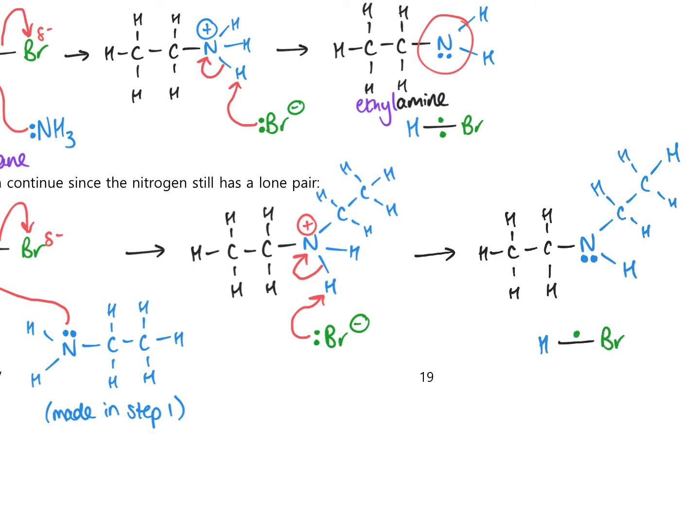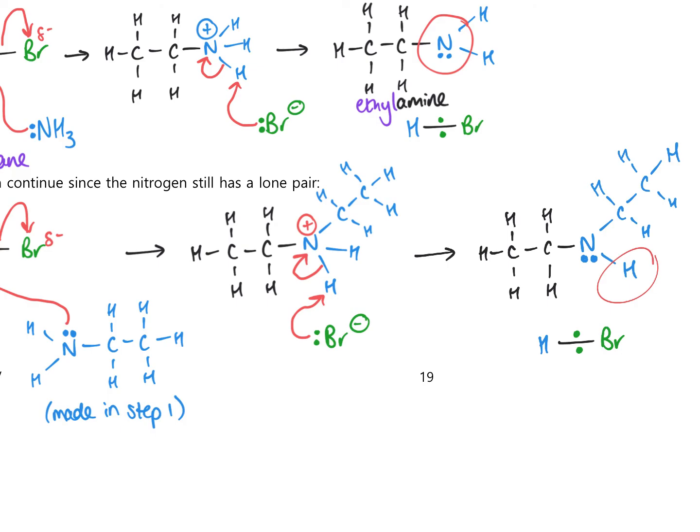And that bond was formed from the lone pair of electrons on the bromide ion that was kicked out from our halogenoalkane. And again, you can see that the nitrogen has its lone pair back, and so this reaction can continue again. It could attack another halogenoalkane, and basically what you would see is this hydrogen would be replaced by an ethyl chain from your halogenoalkane.